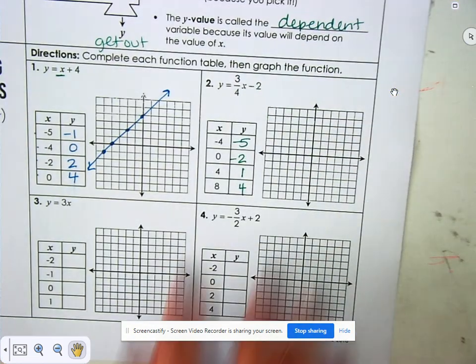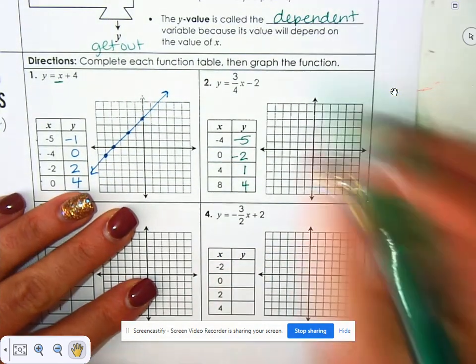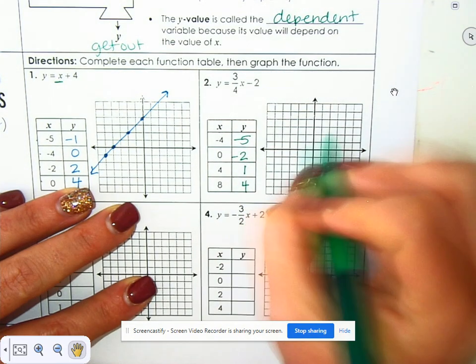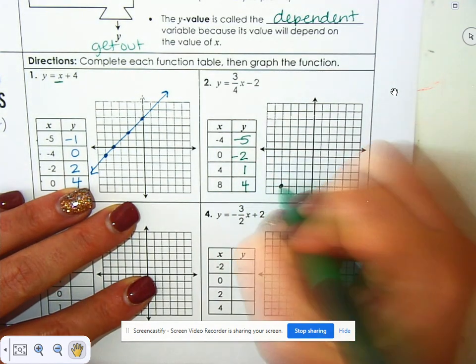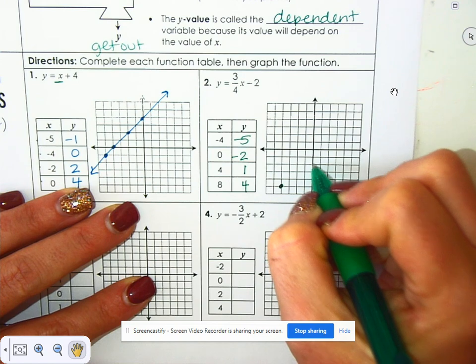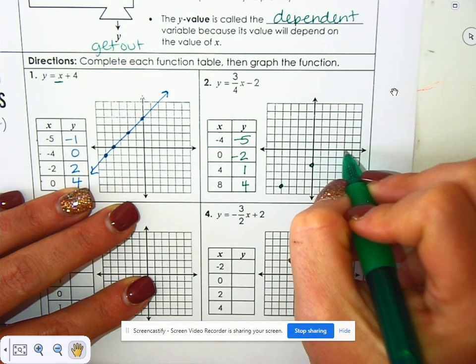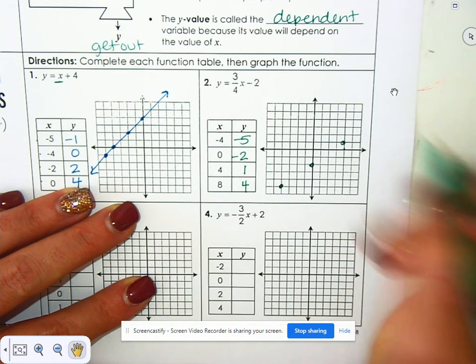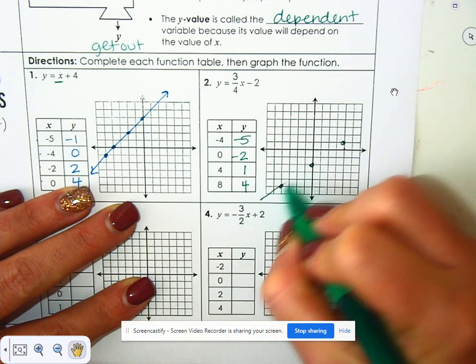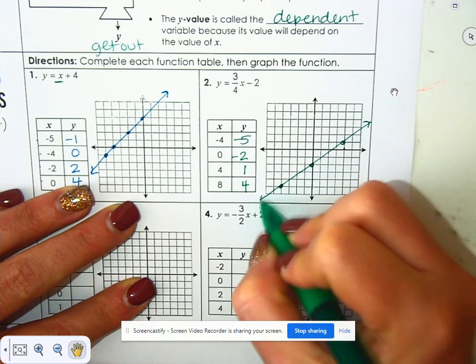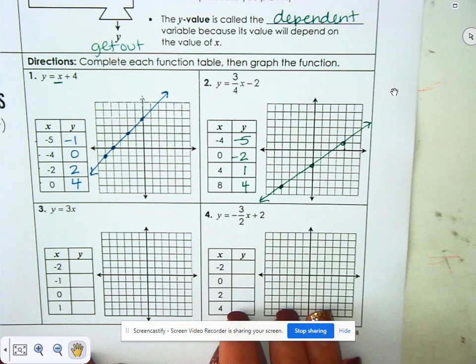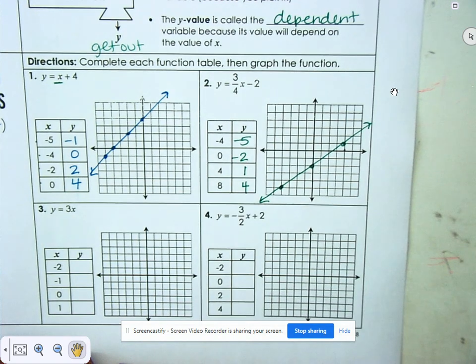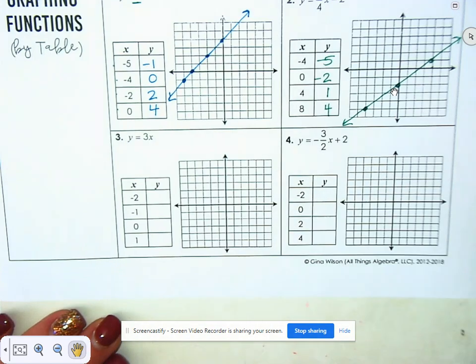Again, there's my work. You could use the calculator. And I'm going to plot my points. -4, -5. 0, -2. 4, 1. And I can't put 8, 4 on this graph that's provided, so there we go.